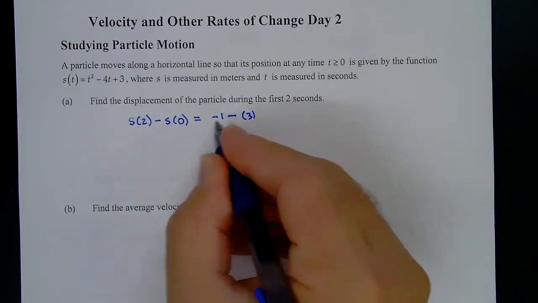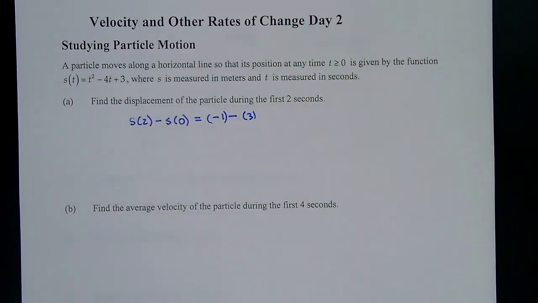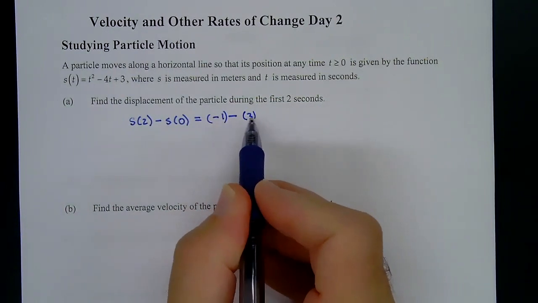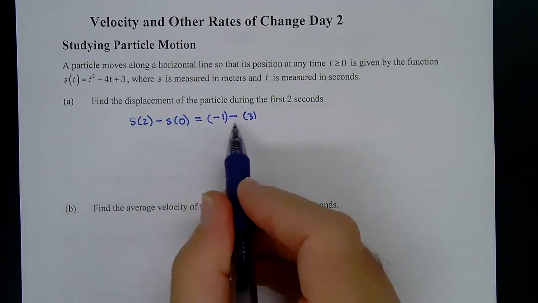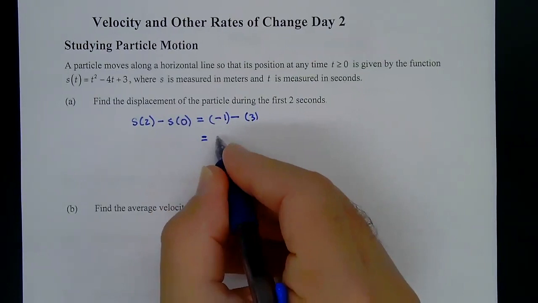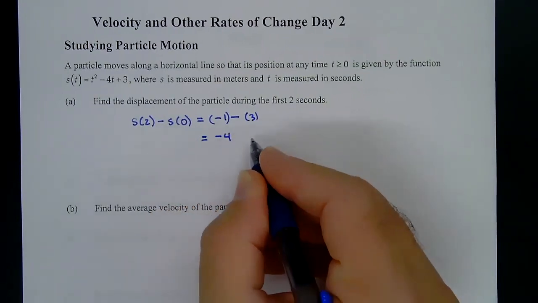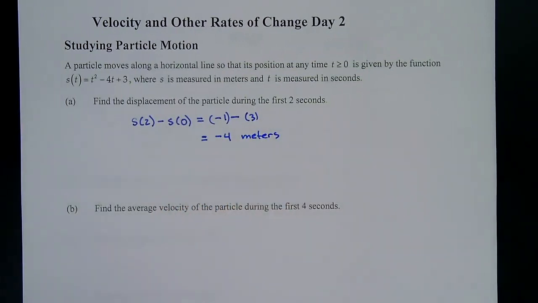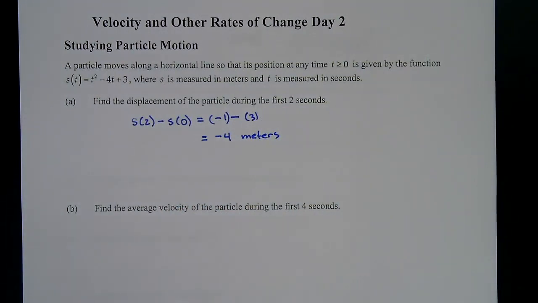So it'd be -1 minus 3. And I'm just using parentheses to show you this is the position at time 2, and this is the position at time 0. So this comes out to be -4, and then the units would be meters. So we're 4 meters to the left of the origin is what this is telling us, okay?